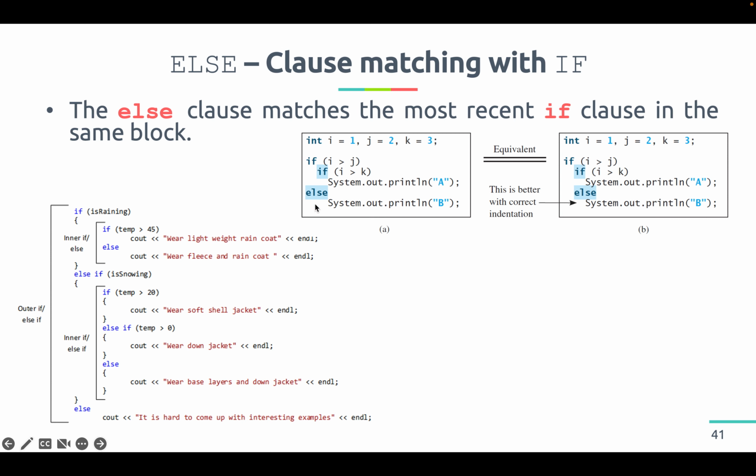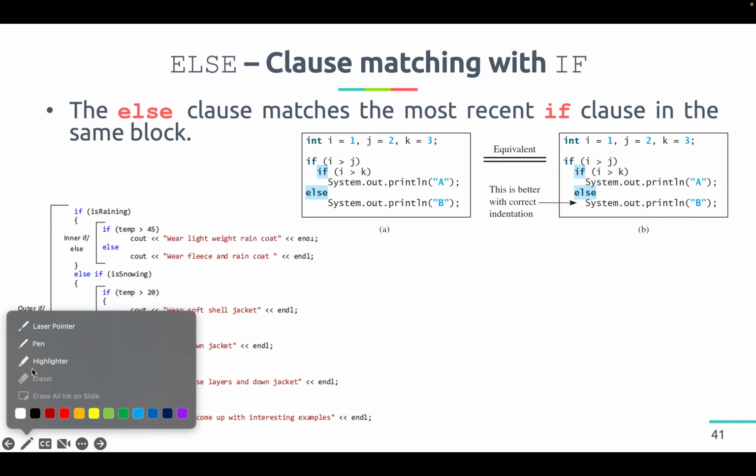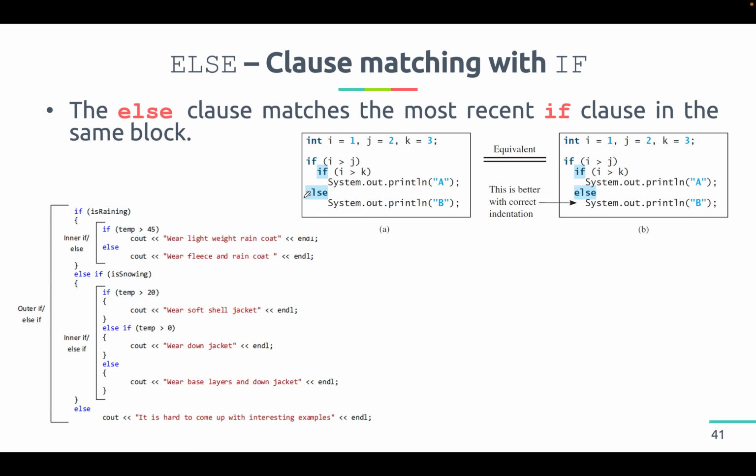Well, this language is not Python, so the indentation doesn't matter here. What matters is that the else belongs to the most recent if. If this was Python, then the else would belong to this if. But because in Java and C++ indentation is not important, what is important is the sequence of statements. So this else belongs to this if.